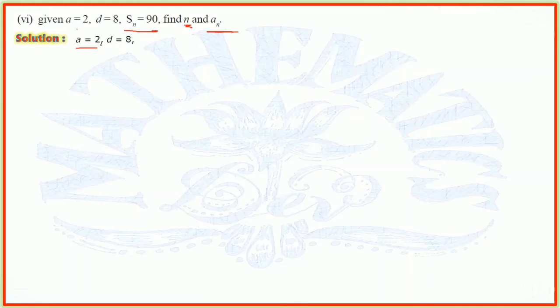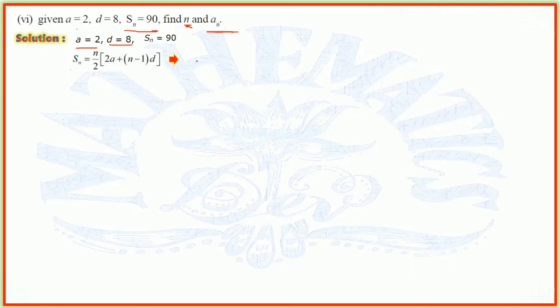A is equal to 2 and d is equal to 8. First term is 2 and common difference is 8. And Sn is equal to 90. So we have that formula Sn is equal to n by 2 into 2a plus n minus 1 into d.